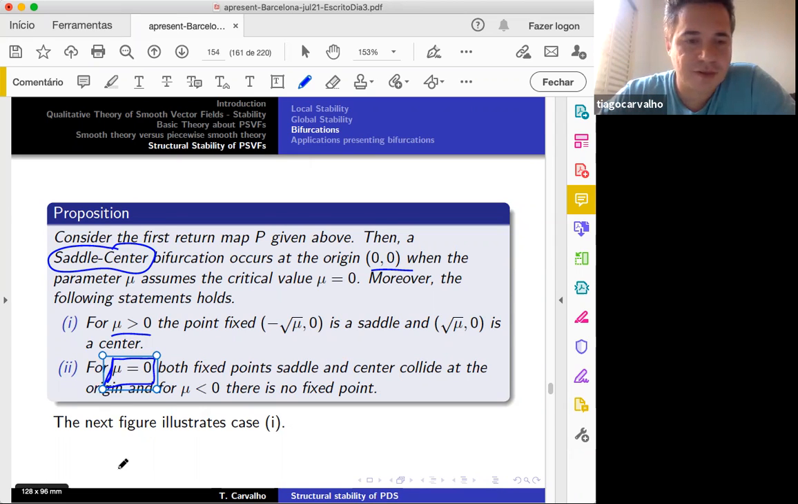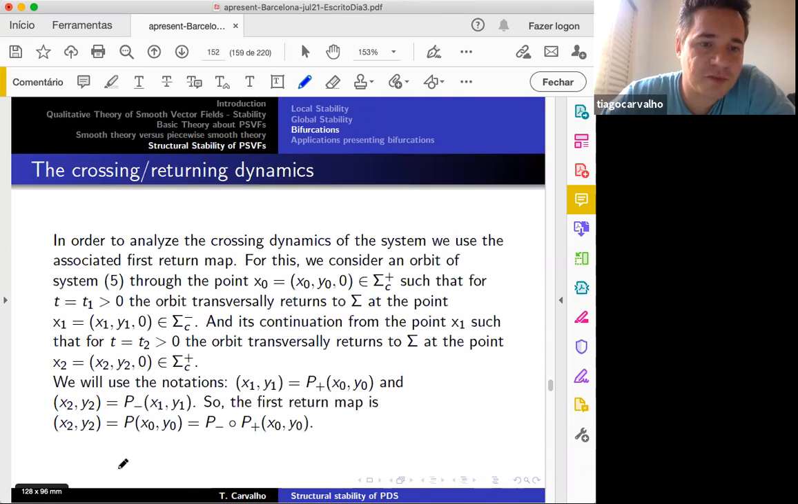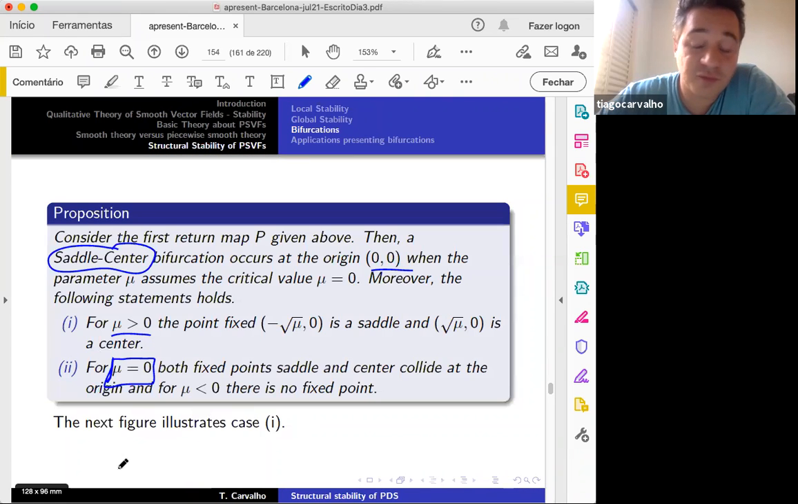So that's okay for the first part of this last talk. We have here a codimension 1 bifurcation in three dimensions.